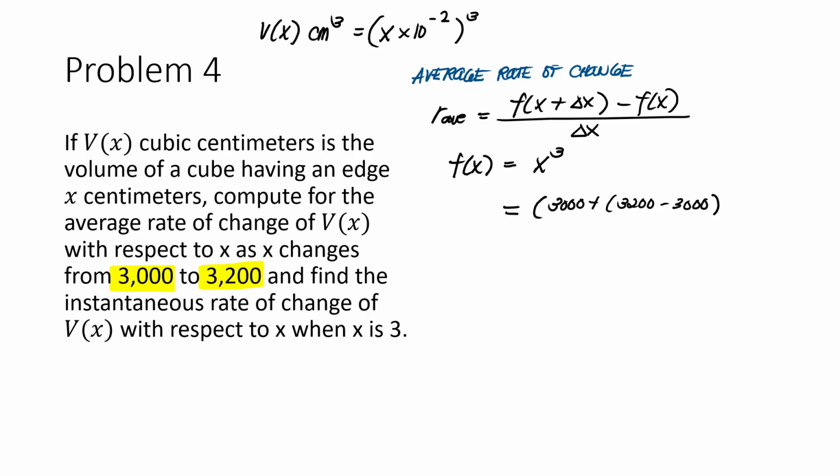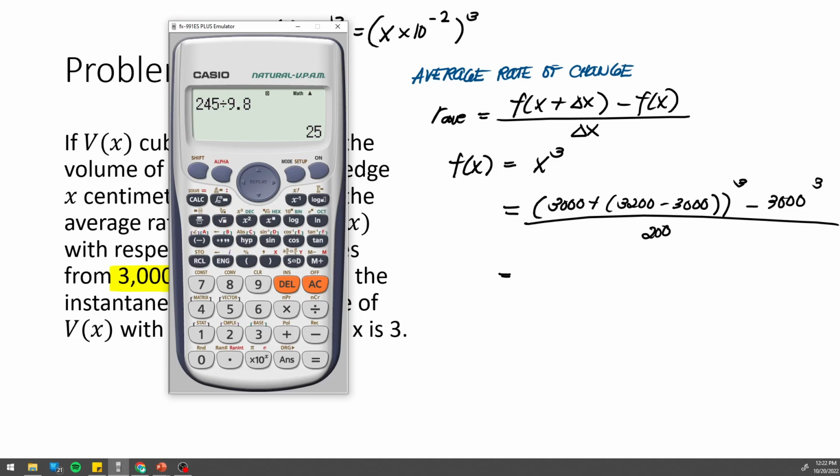Right? Which is equivalent to 200. Then cube. Okay? Then minus 3,000 cube as well. Because that's what we have, all over delta x. So, what is our delta x? That's 200. So, computing, we have here 3,000.